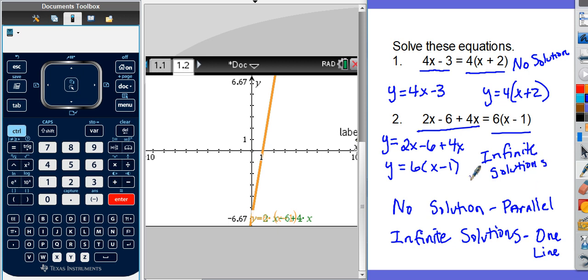Okay, so anytime we don't get a graph, and we've gone all the way through menu 5.1, then you know it's one of two special solutions, and you create two y equals equations, and then you take a look at your lines. If they're parallel, it's no solution. If it's the same line, then it's infinite solution. Hope this helps.